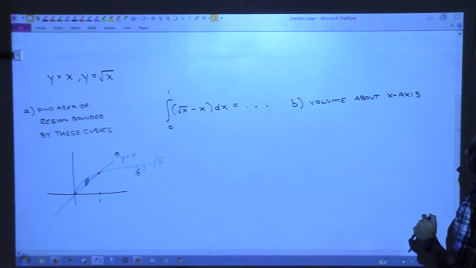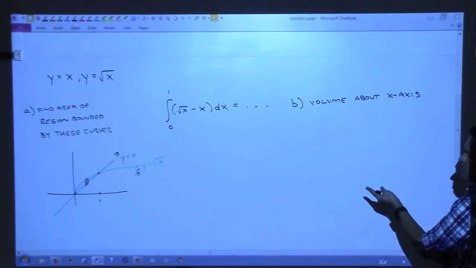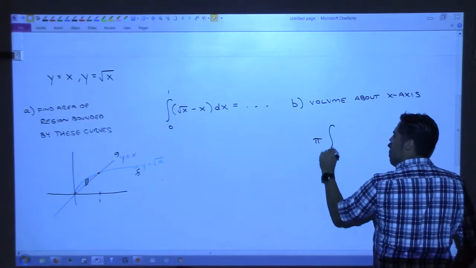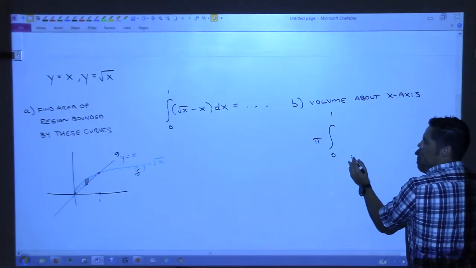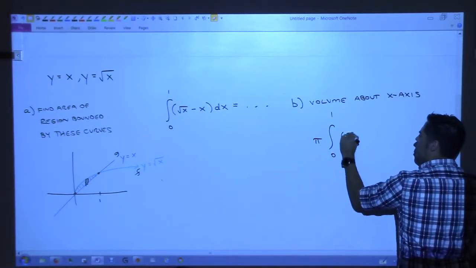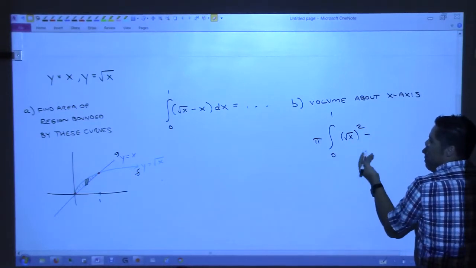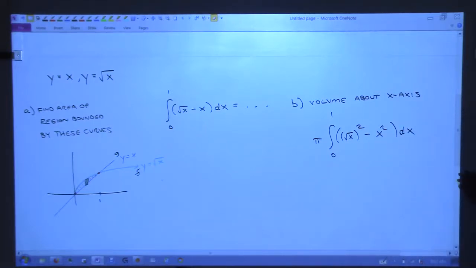Okay, what is the volume? Well, with this, I think I can go straight to the formula, don't you? Okay, I can just go what? Pi, integral, 0 to 1. Top function squared, so it's just x, but I'm going to write it. So that's the top function squared minus the bottom function squared, right? Like that, dx, done, all right?